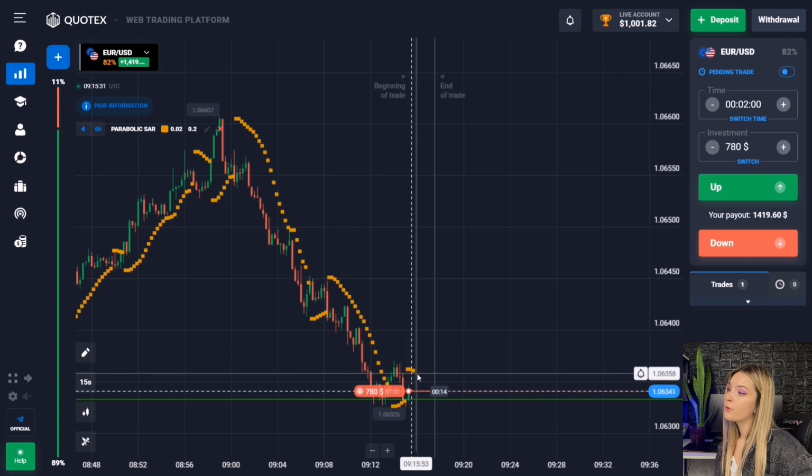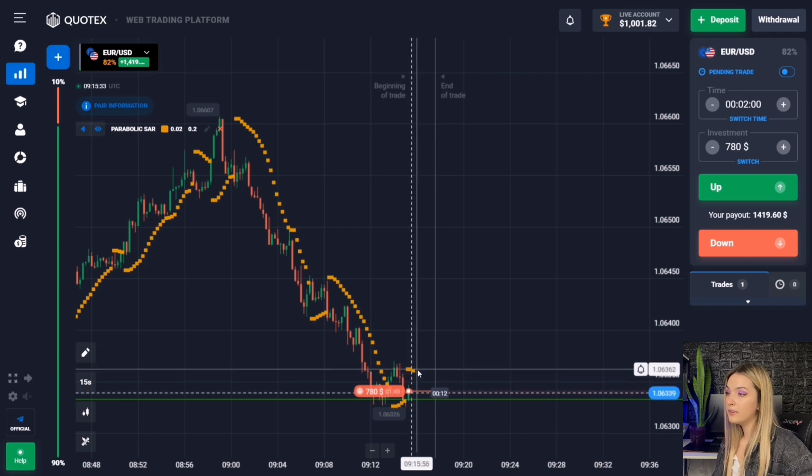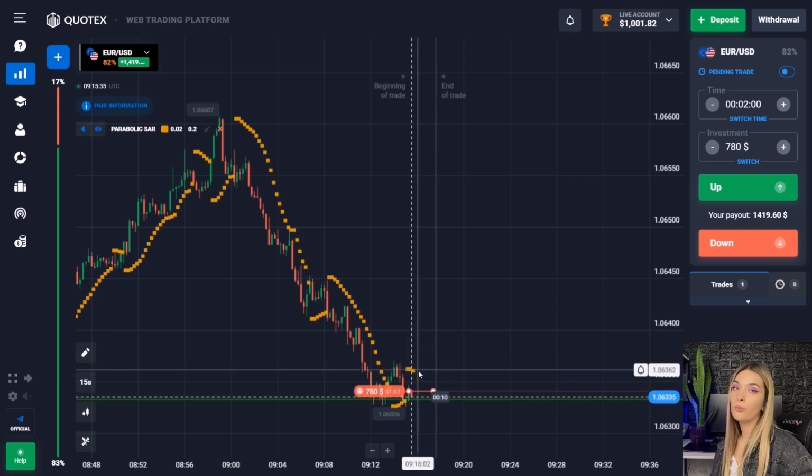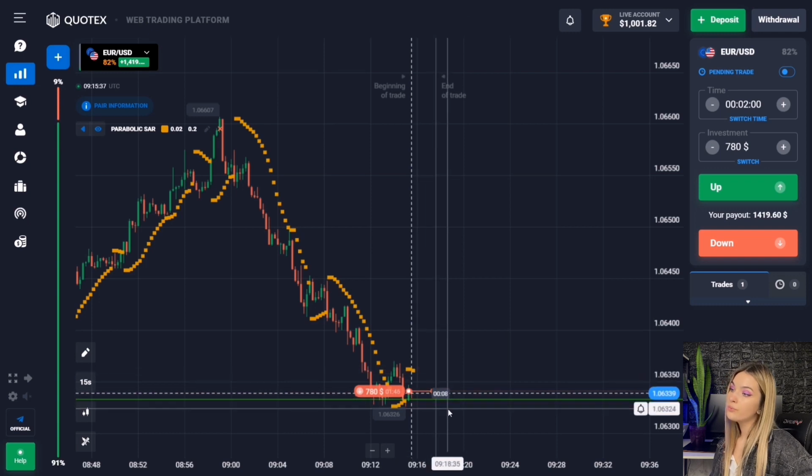Yellow dots form above the graph, and I think that in this situation 2 minutes will be quite enough for us, guys. So let's wait for the end of our deal.